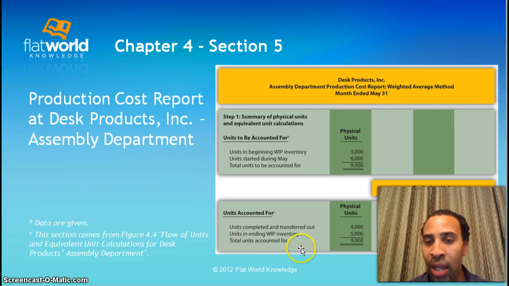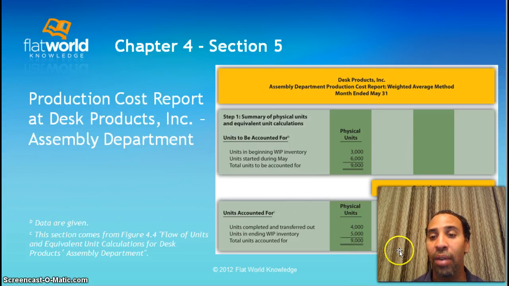Units in ending work in process inventory, you have 5,000, right? And why do you have 5,000? Because 1,000 went out the door, right? And 6,000 minus 1,000 is 5,000. And then you have 3,000 for direct materials because that's 60% of 5,000. You have 1,500 for direct labor and overhead because that's 30% of 5,000. Total units accounted for: 9,000 units.